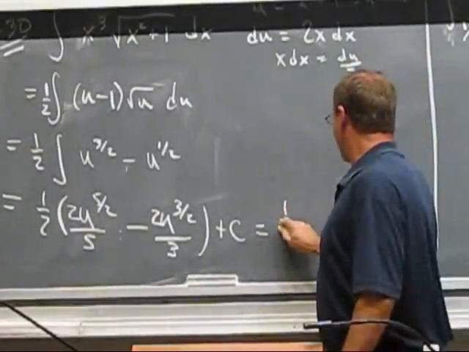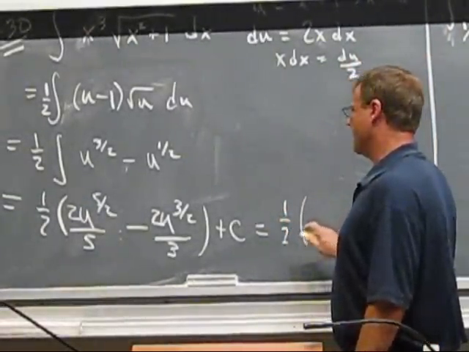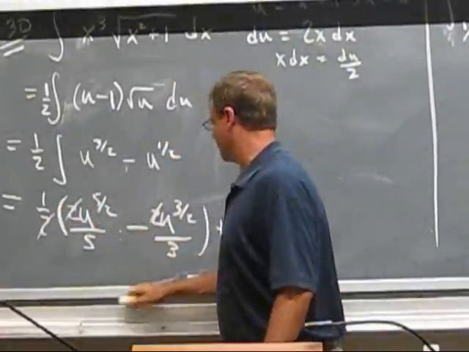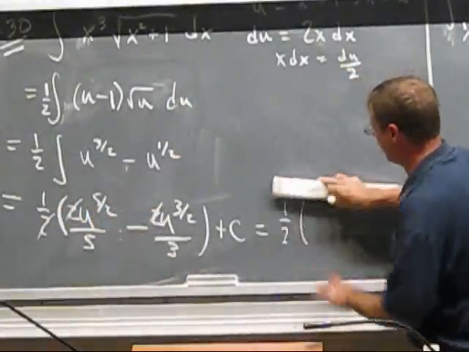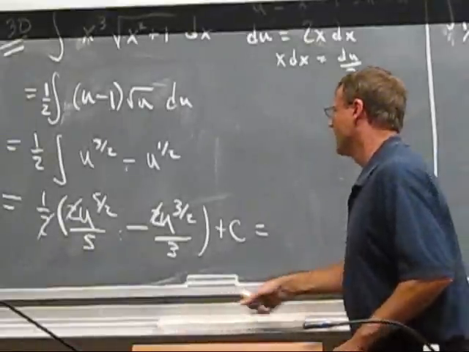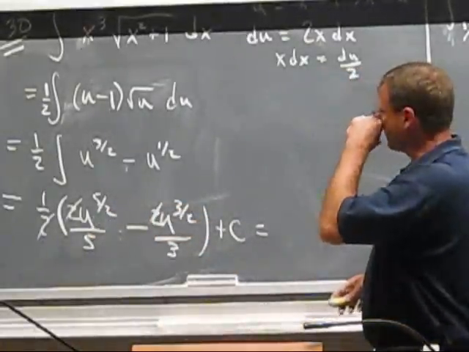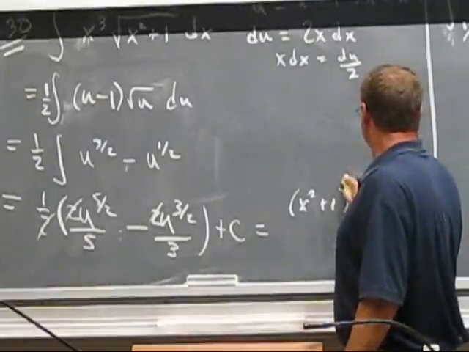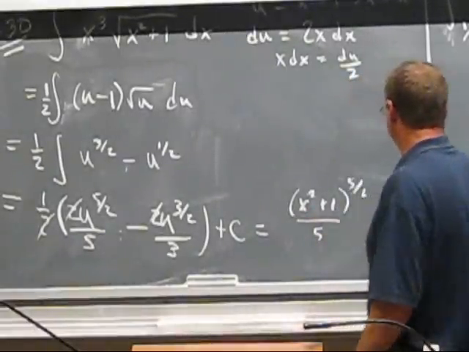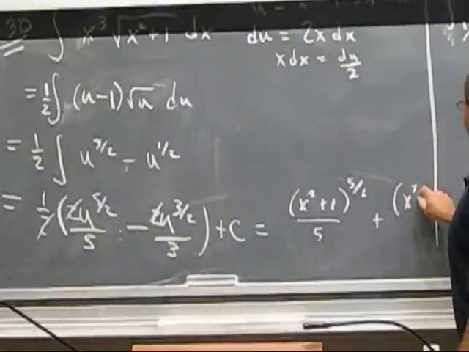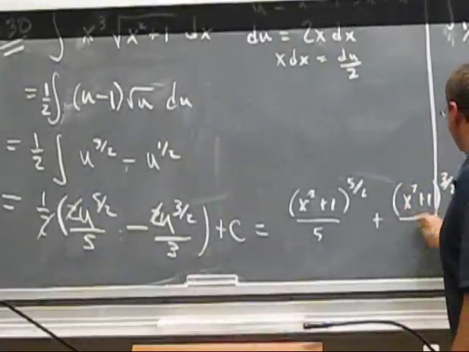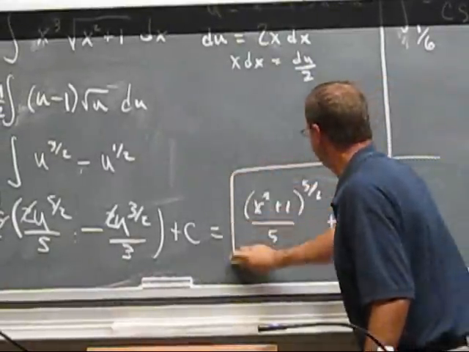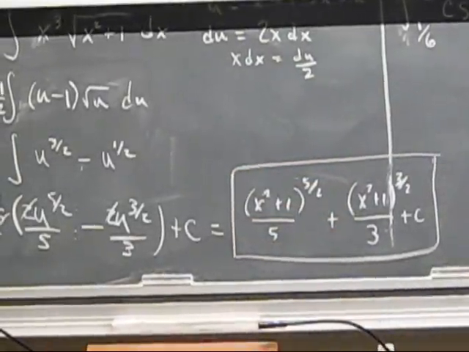Okay, so this is 1/2 times, I guess I could cancel the 2's. Let's cancel all these 2's and write the answer in a little nicer form. So I have u to the 5/2 over 5. That's really (x squared plus 1) to the 5/2 over 5 plus (x squared plus 1) to the 3/2 over 3. Okay, so that's your answer for number 30.